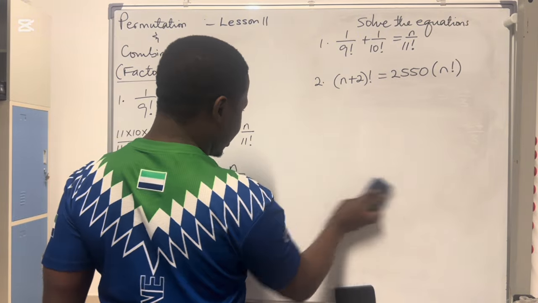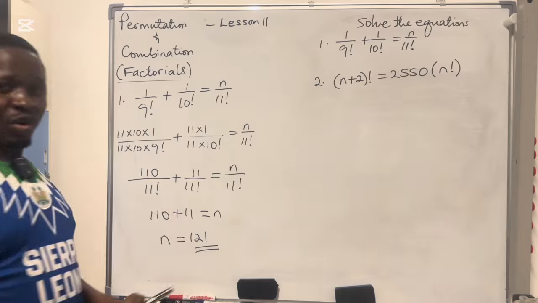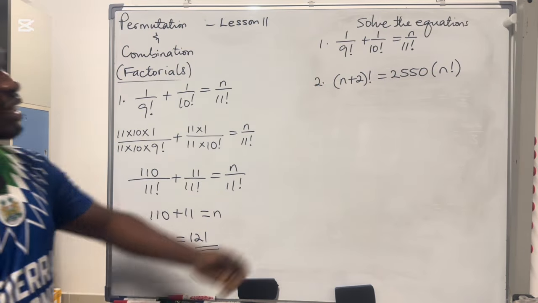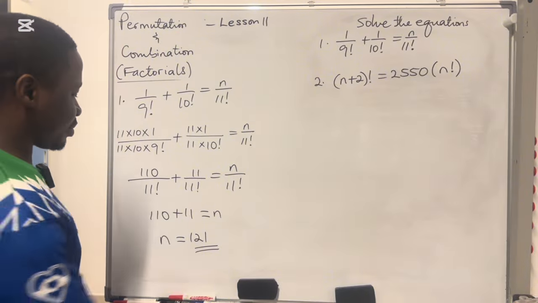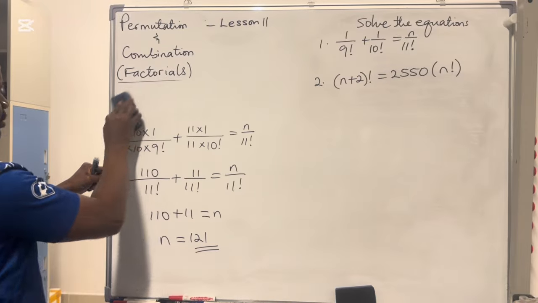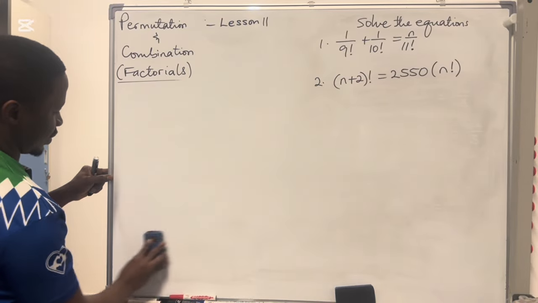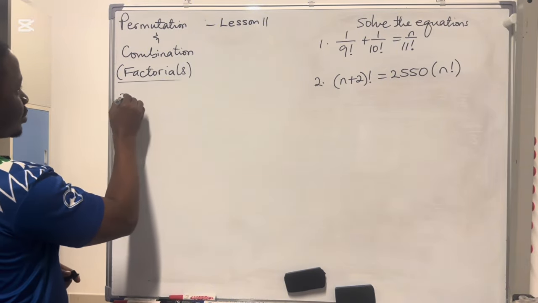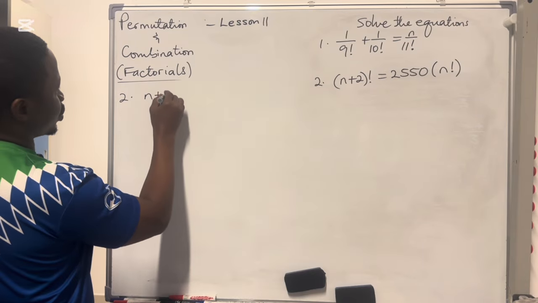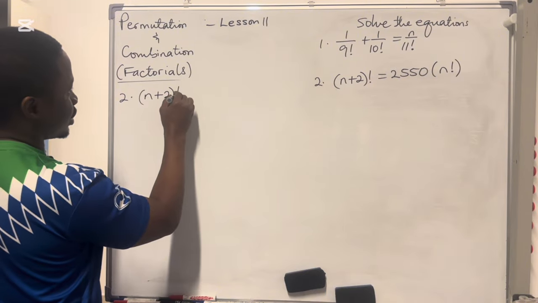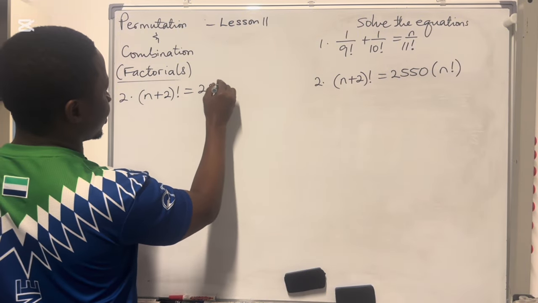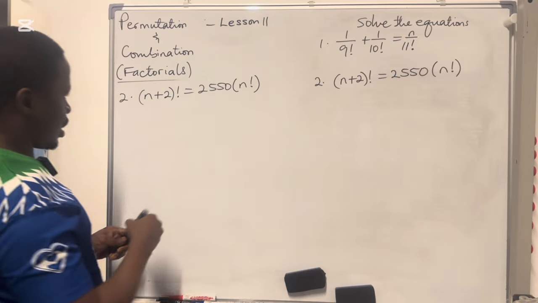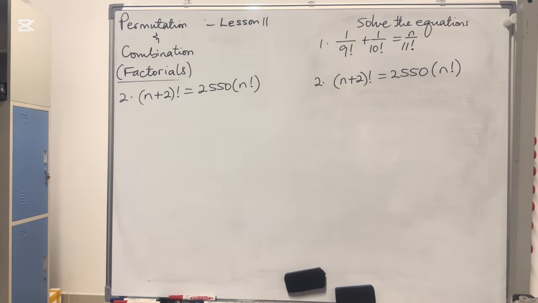Now, if you want to copy, just pause the video, then you'll be able to copy. Let's see the next one here. The next one says (n plus 2) factorial equals 2550 n factorial. You want to solve the equation.